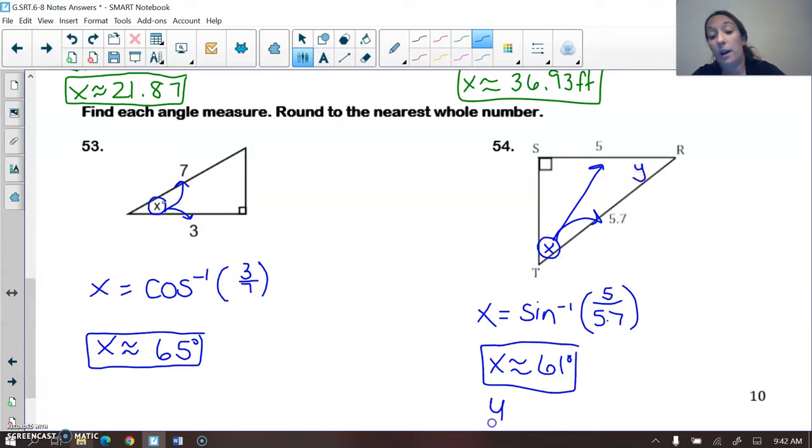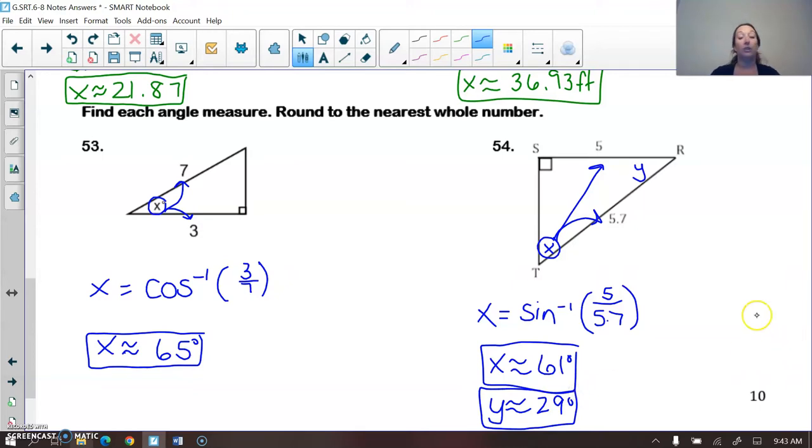Now for angle Y, it's still an estimate because it's based off the rounded version of X. I'm just going to do 180 minus 90 minus that 61-degree angle to get 29 degrees.